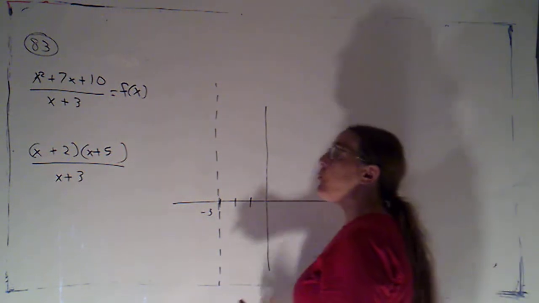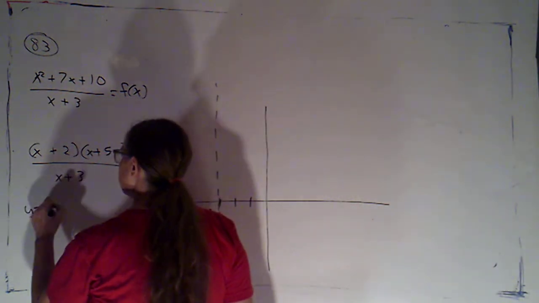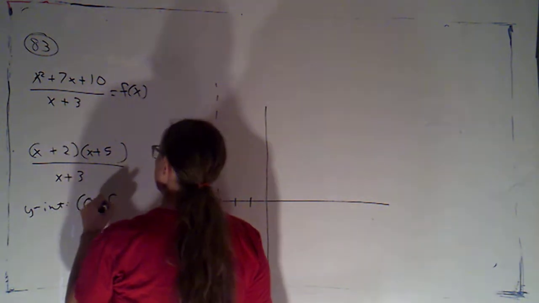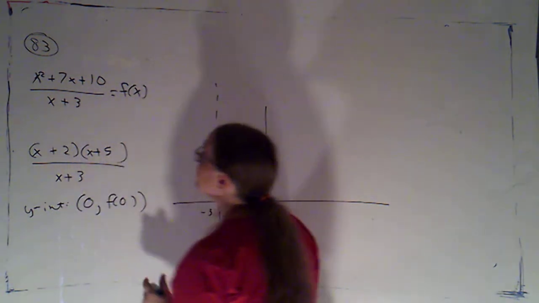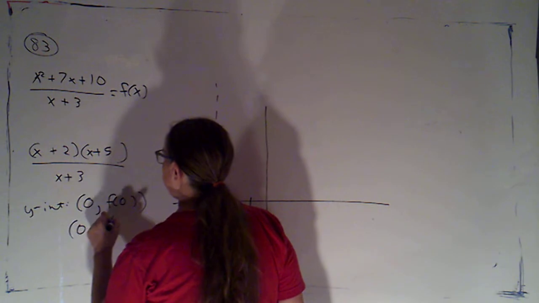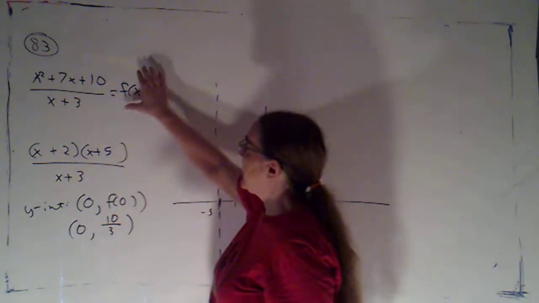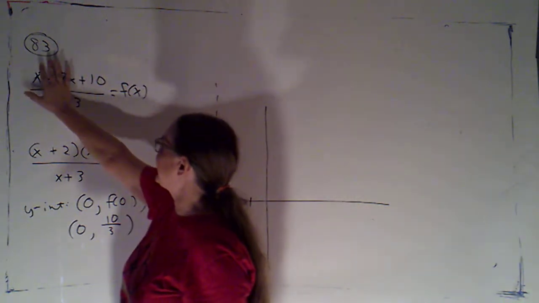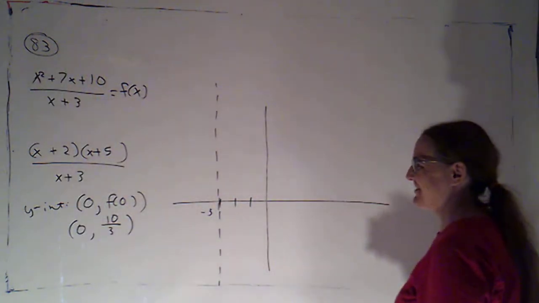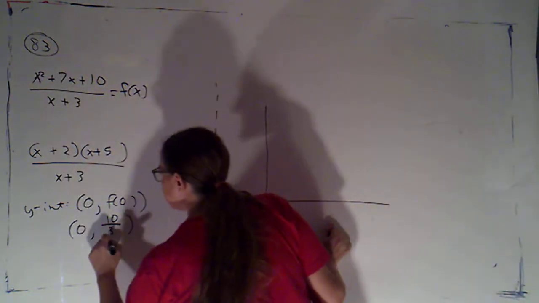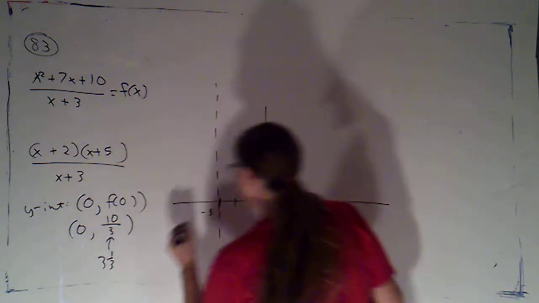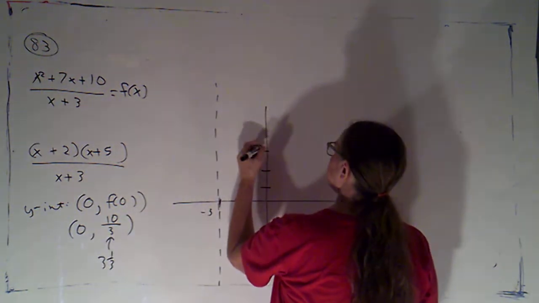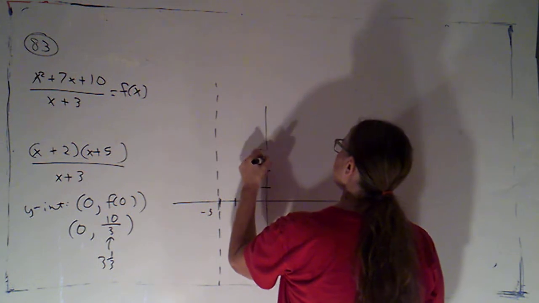If I look for the y-intercept, that's going to be f of 0. F of 0 is just 10/3. Again, if I use the multiplied out version of things, all the x's just go away, I get 10/3. Notice 10/3 is 3 1/3, so when I graph that, it's going to be a little higher up than 3.